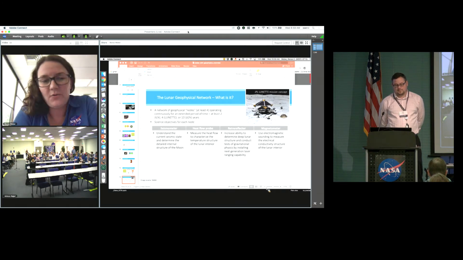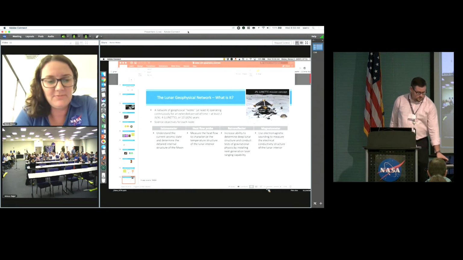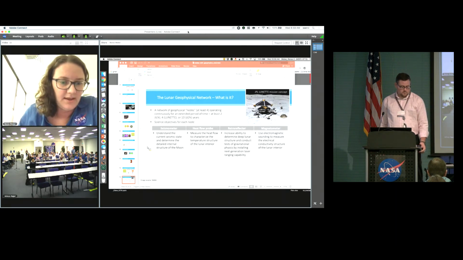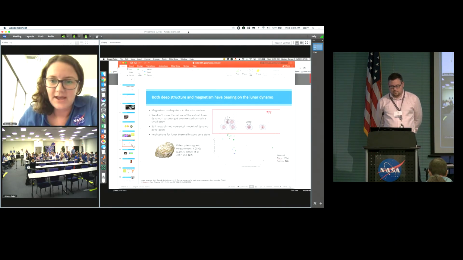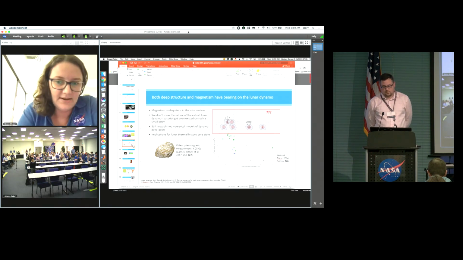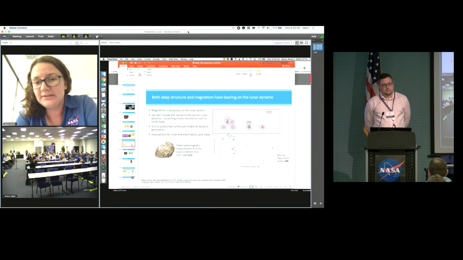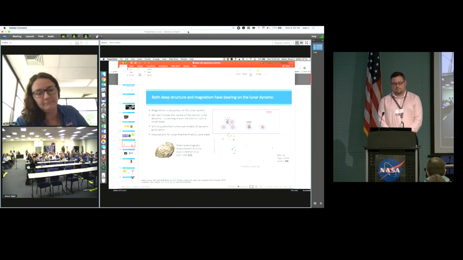I mean, that's a great question. I might even defer that to some of the later speakers because it's sort of outside the realm of things that I've thought too hard about. But again, if you go back to this slide showing these different models for core dynamo generation and sustaining that over time, we haven't really decided as a community which one is the best or the most realistic one.